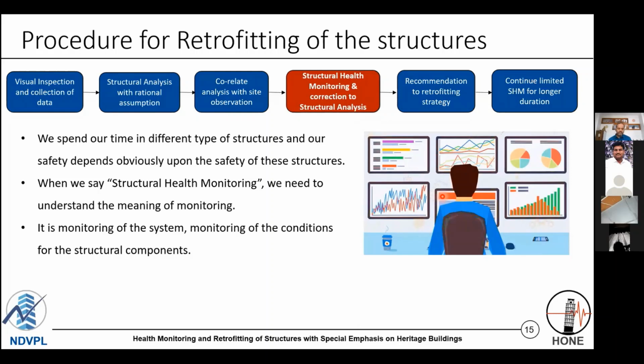When we say structural health monitoring, we need to understand the meaning of monitoring. What to monitor? We need to monitor the system, the condition, and the structural components on which the stability of the structure depends.